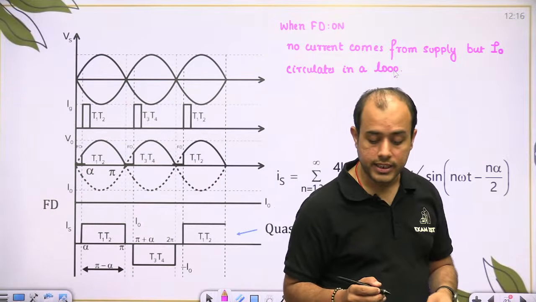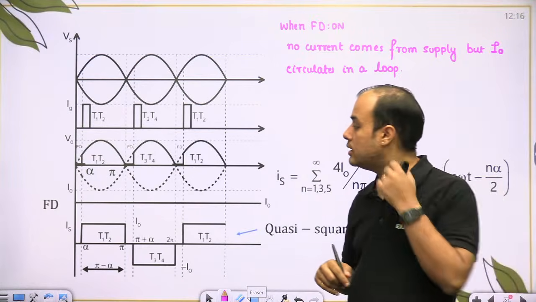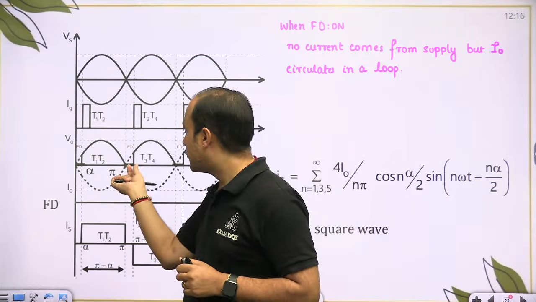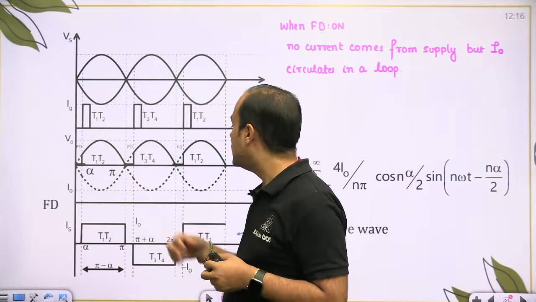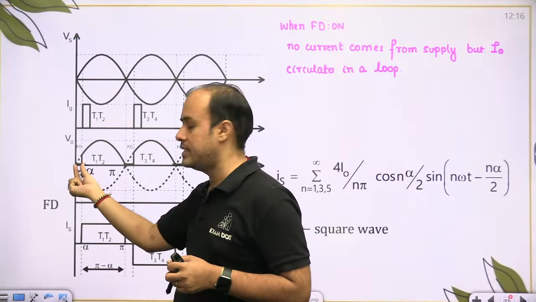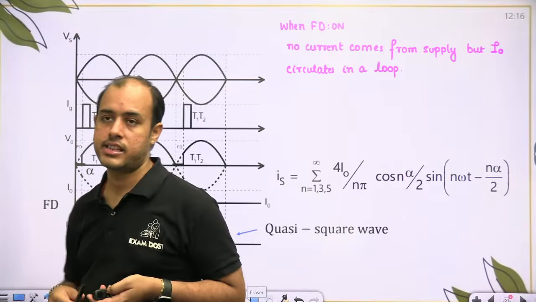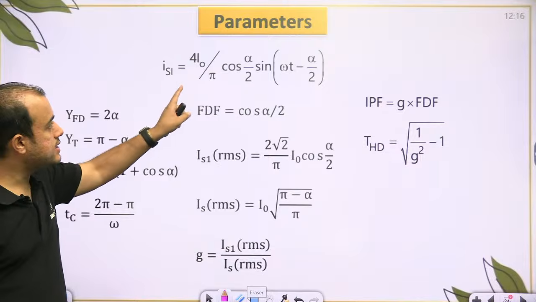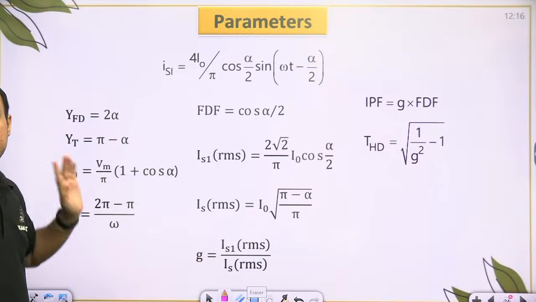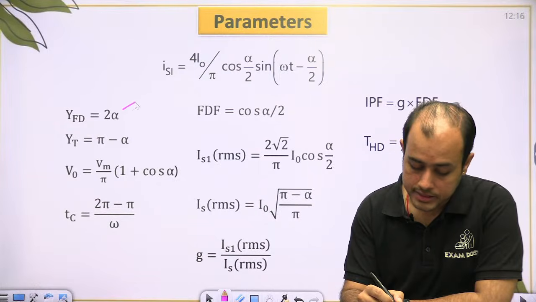Sir, what if I wanted to plot the freewheeling diode current? So you will show small pulses from 0 to alpha, it will be I0. From pi to pi plus alpha, it will be I0. 2 pi to 2 pi plus alpha it will be I0. जैसे ये आ रही है ना पल्सेस, ऐसी आएगी but 0 से अल्फा, पाई से पाई प्लस अल्फा, 2 पाई से 2 पाई प्लस अल्फा, ऐसी पल्सेस बनेंगी. So this is my fundamental. I have put n equal to 1. So freewheeling diode is conducting for 2 alpha. कैसे? 0 to alpha and pi to pi plus alpha.